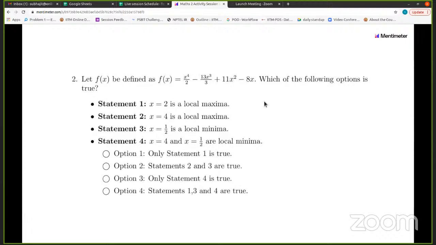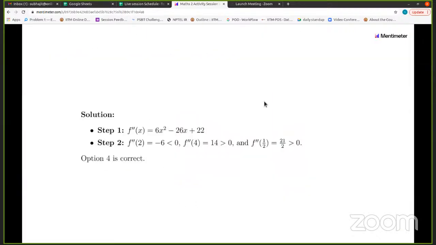Yes, sir. Yeah. So I think you have got this answer now. This is f double dash x, and you can see the values written here also. f double dash 2 is minus 6, f double dash 4 is 14, and f double dash half is 21 by 2. So there are 2 minima and 1 maxima, right? So now let me stop sharing this.